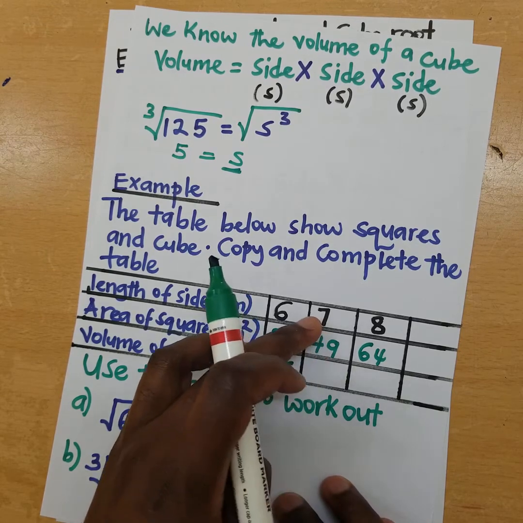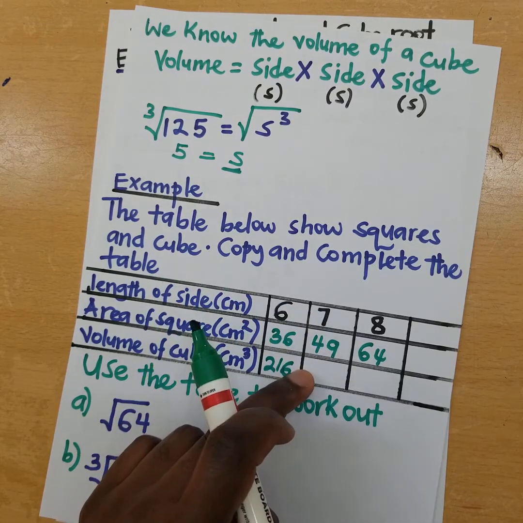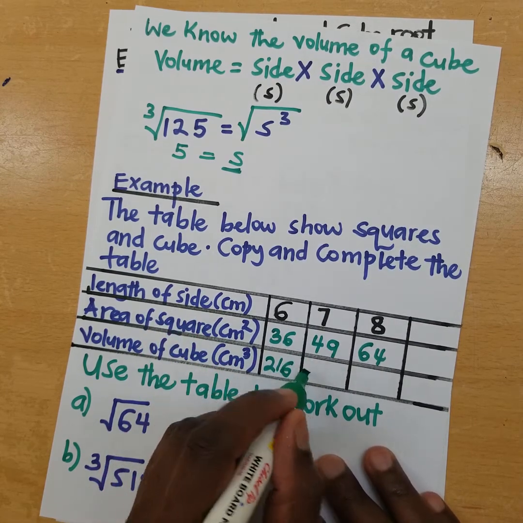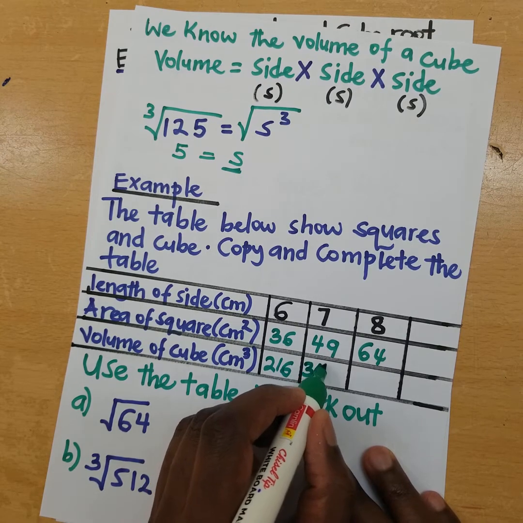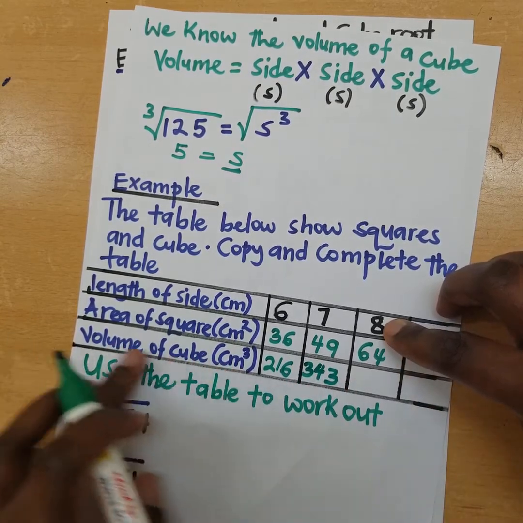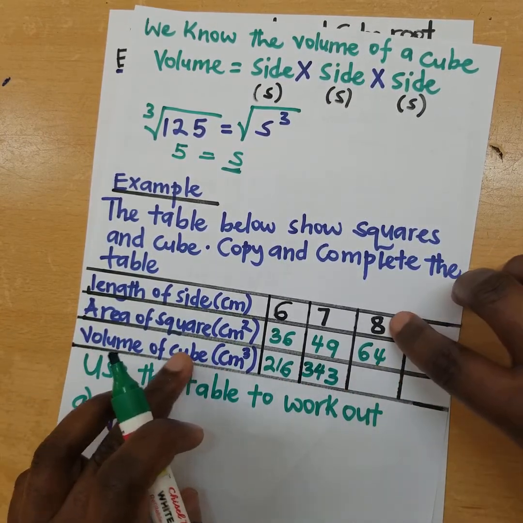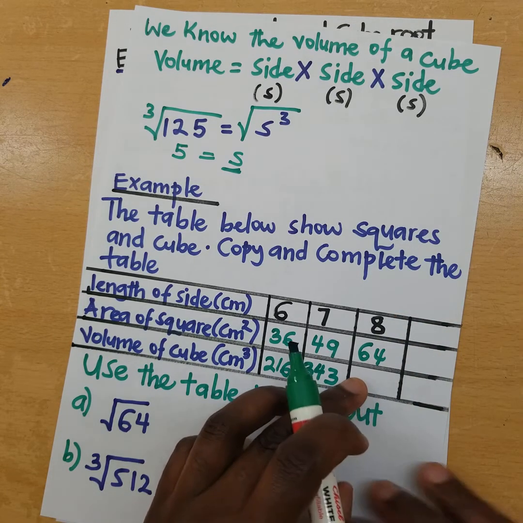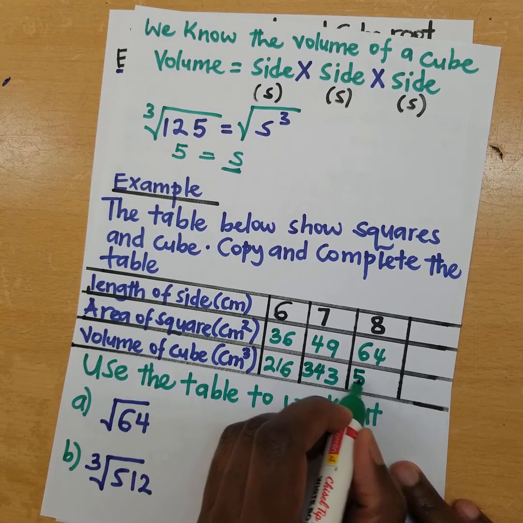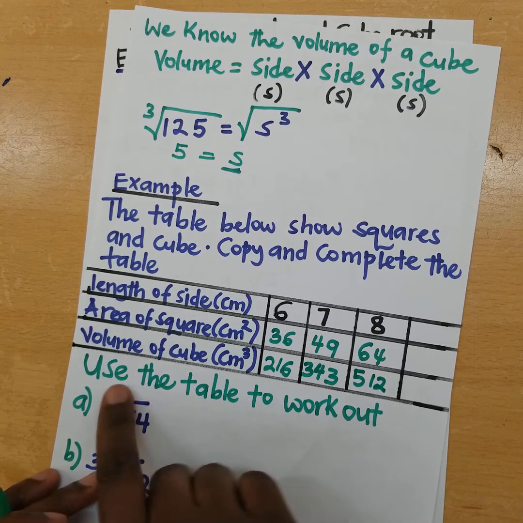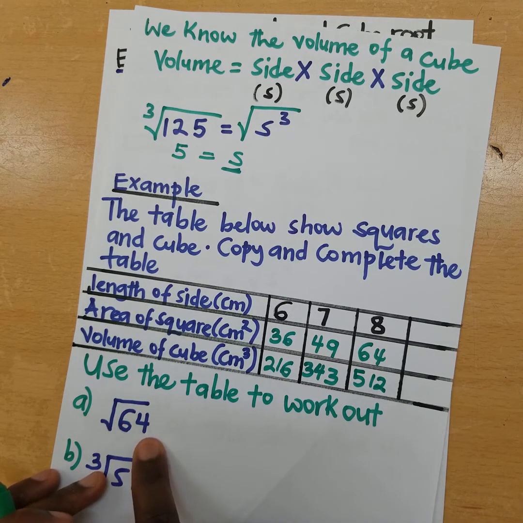Then if I multiply 7 3 times, I'll get 343. If I multiply 8 3 times, looking for the volume of the cube, I'll get 512.